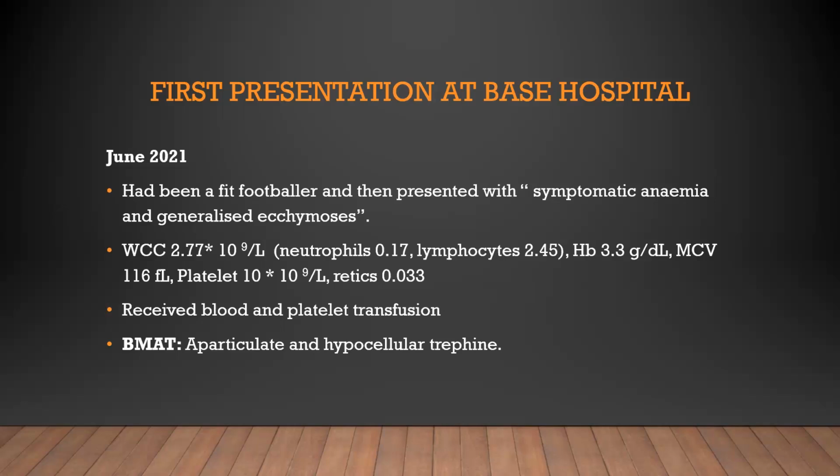So in June 2021, Miss KM, who loves soccer and is very fit, presented with symptomatic anemia and generalized ecchymosis at another hospital in Johannesburg. She was found to be pancytopenic with a white cell count of 2.77, neutrophils of 0.17, hemoglobin of 3.3, and platelets of 10. She received blood and platelet transfusion then. So a bone marrow was done, and it was aparticulate and hypocellular. And she was subsequently referred to Joburg Gen Hospital a couple of days later.